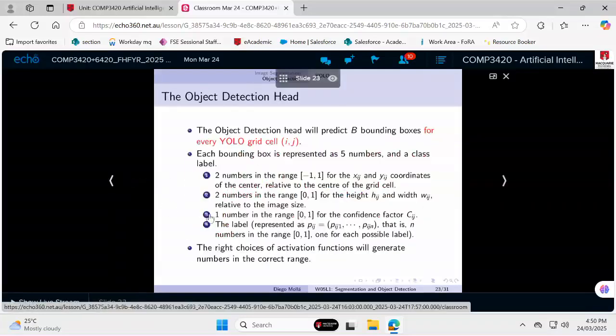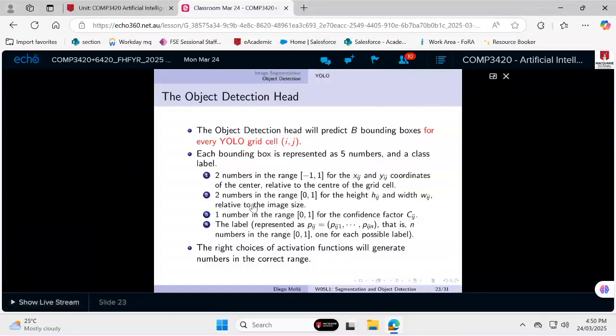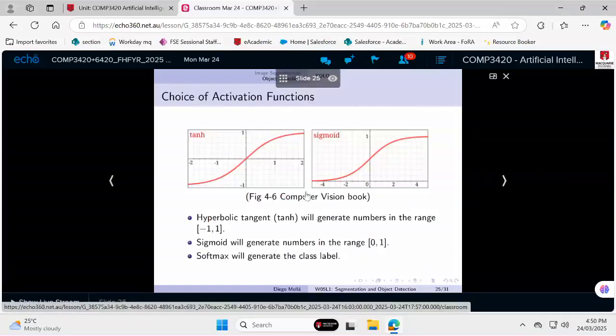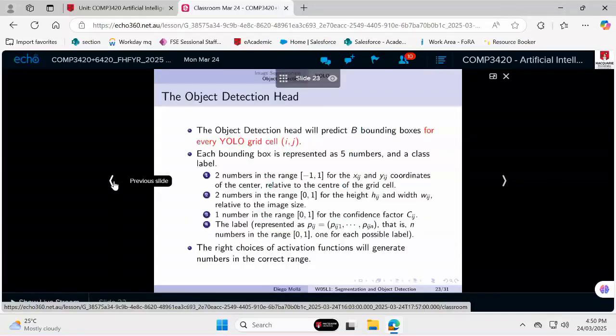Then, for the numbers to identify the height and width, that's between 0 and 1. So in this case, you use the regular sigmoid activation function, which has this shape, very much like the hyperbolic tangent, but now with the range between 0 and 1. So this is hyperbolic tangent, sigmoid. Again, for the confidence factor, sigmoid again.